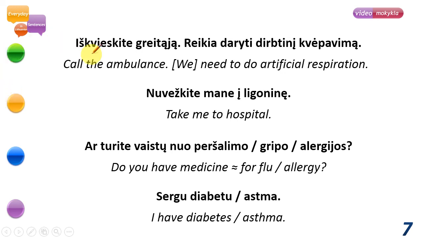Okay, some last sentences. Iškvieskite greitąją. Call the ambulance. Kviesti means to invite, and iškviesti means to call the ambulance. Iškviesti policiją, to call the police. Iškviesti gaisrinę. Well, gaisrinė, the fire emergency service, is not used very often with the word iškviesti, but with the police and with an ambulance, iškviesti is used. So iškvieskite is the imperative. Iškvieskite, call the ambulance. Greitąją is a pronominal adjective.